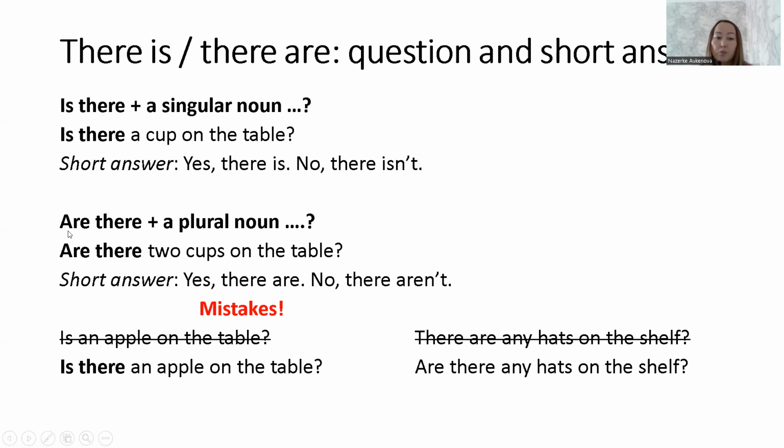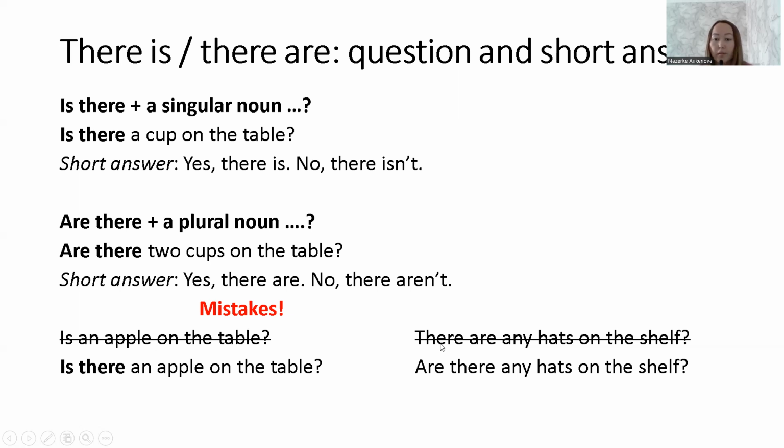And in plural form, we have to make the question like this: are there? Again, we change there and are, and then a plural noun. For example, are there 2 cups on the table? Yes, there are, or no, there aren't. There is a mistake again. We don't say is an apple on the table. It's a very rude mistake. So we have to say, is there an apple on the table? Because an apple exists on the table. So you have to use the is there construction.